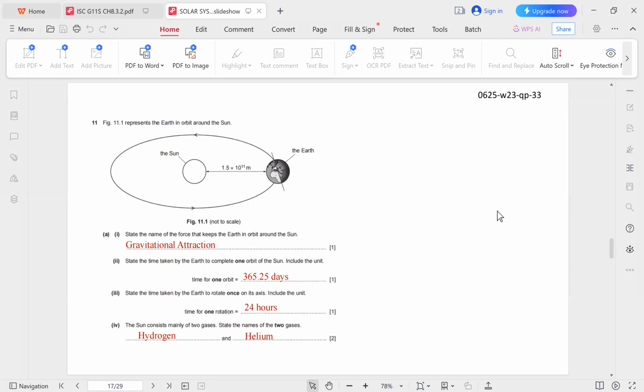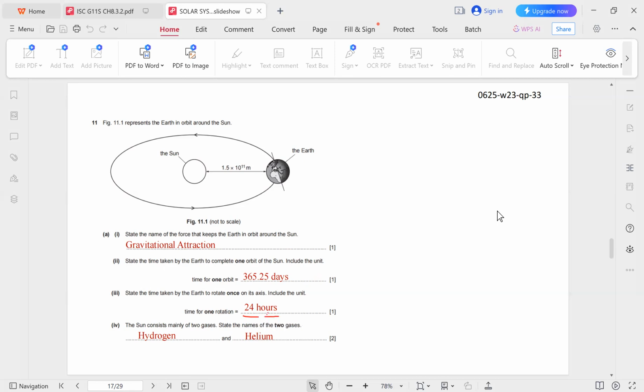State the time taken by the Earth to complete one orbit of the Sun and include the unit. Of course, 365, or more accurately, 365.25 days, which would be the number of days in 1 year. State the time taken by the Earth to rotate once on its axis and include the unit. So the time for one rotation is the time of 1 day, which is basically 24 hours.